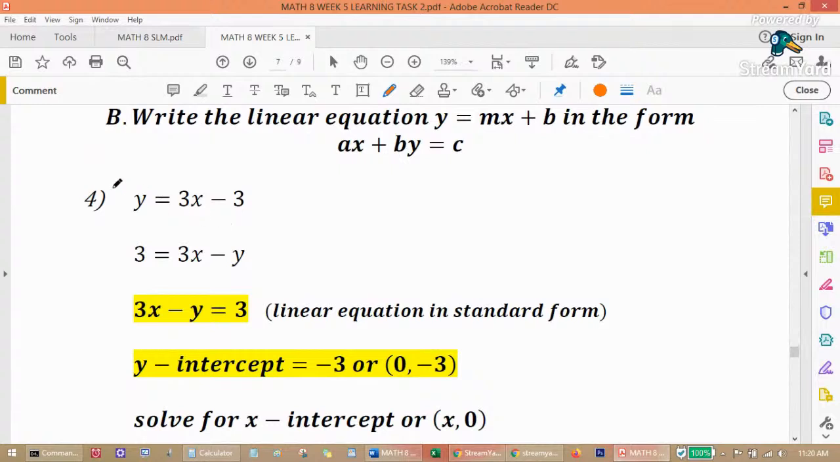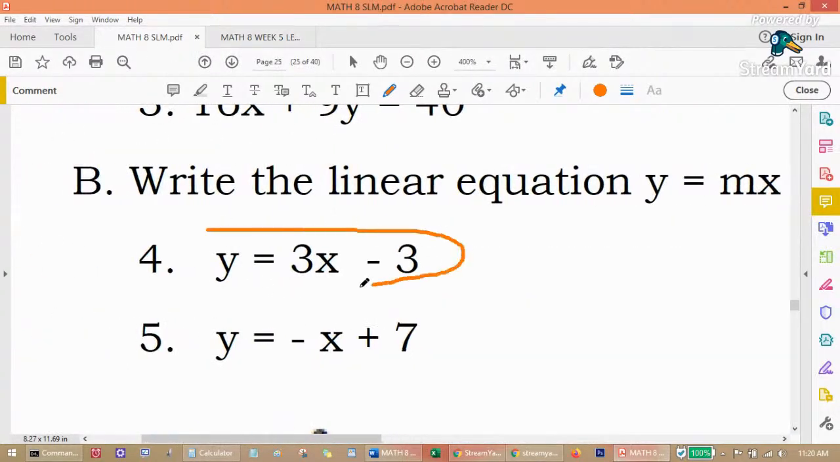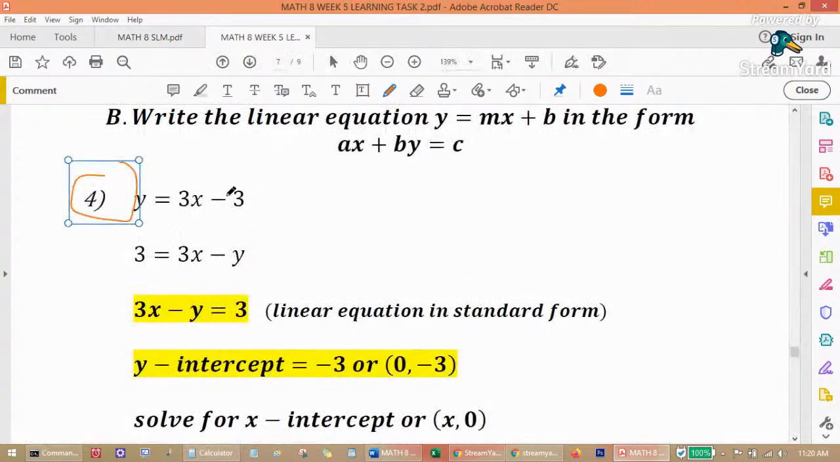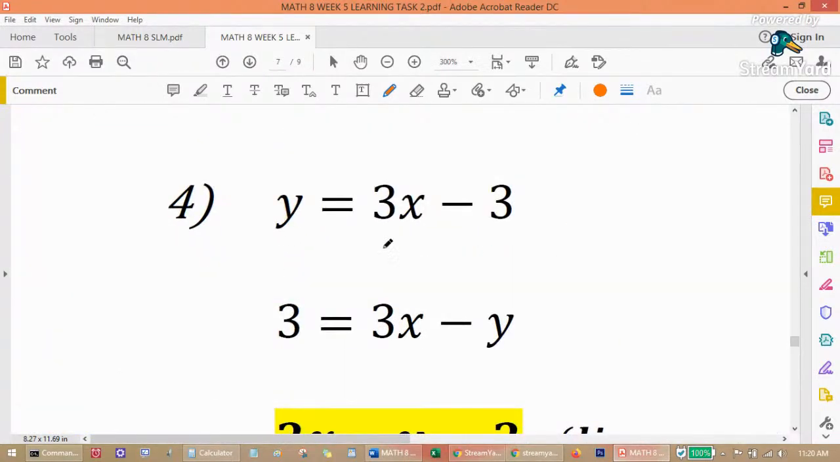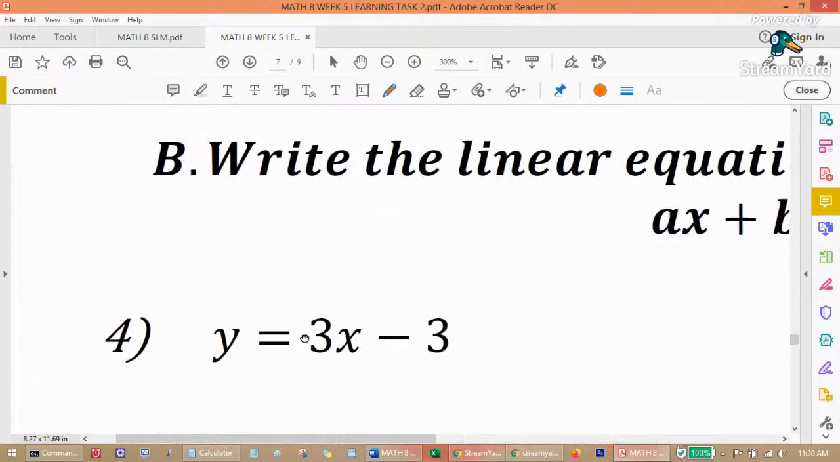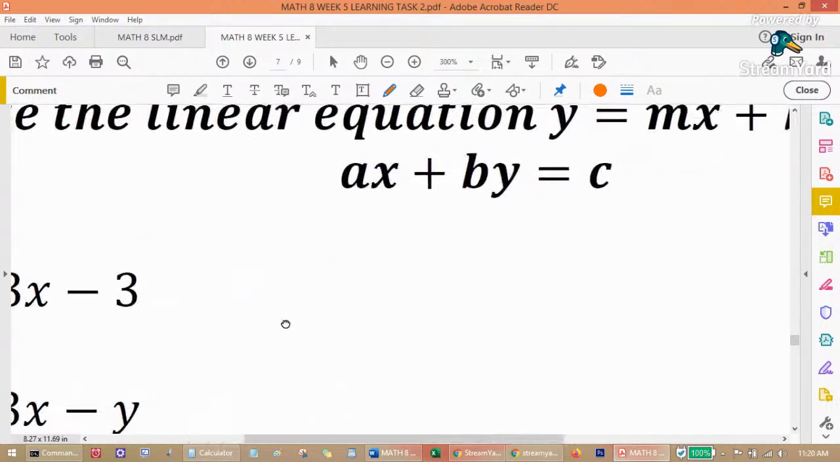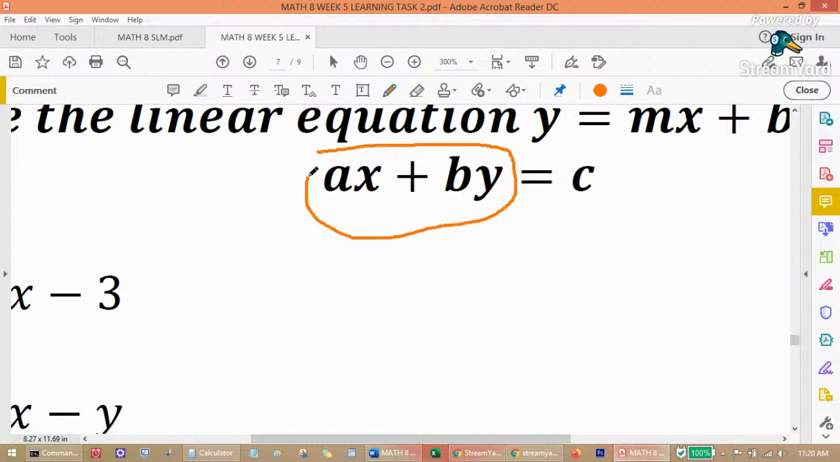Okay, so number 4, y is equals to 3x minus 3. Okay? Gagawin daw natin standard form. Ang gagawin natin, sa standard form, kung mapansin nyo, magkasama ang x and y. And then, nasa kabila yung constant. Yung number na walang sabing letter.